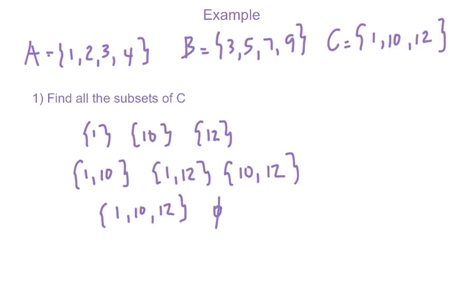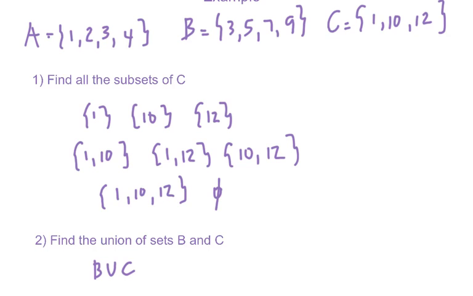Part 2 of our example asks us to find the union of sets B and C. So we know that finding the union of sets B and C can be written as B union C, where union is the symbol that looks like a U. So we're going to combine our sets B and C.